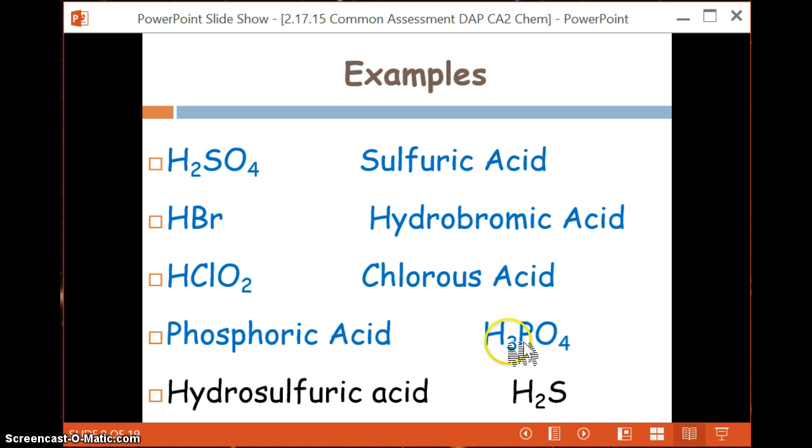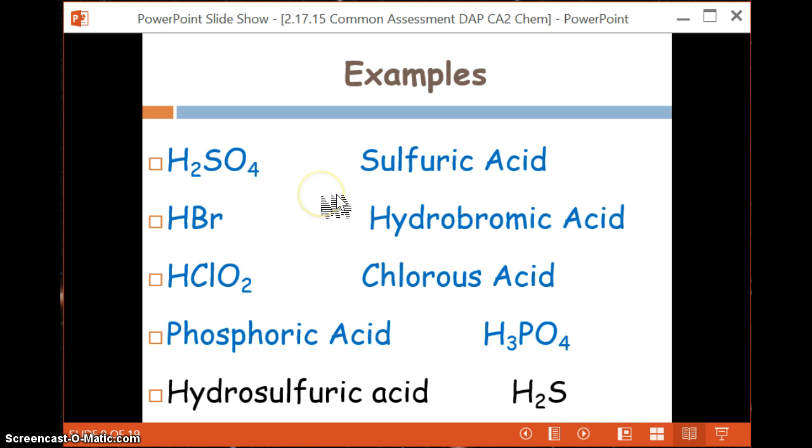Phosphoric acid is H3PO4 because this ends in ic, so that means you need phosphate. So when you look up phosphate, it's PO4 with a charge of -3, and then I'm gonna put that 3 right down here next to the hydrogen. This is hydrosulfuric acid, so that means there is no oxygen. It is just hydrogen and sulfur, so the charge of sulfur is -2, so you put a 2 next to the hydrogen.